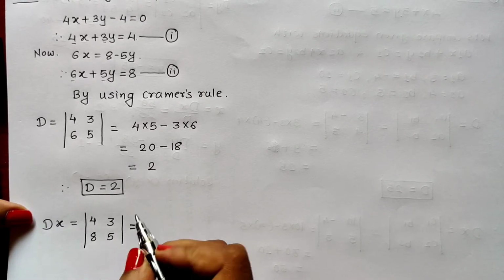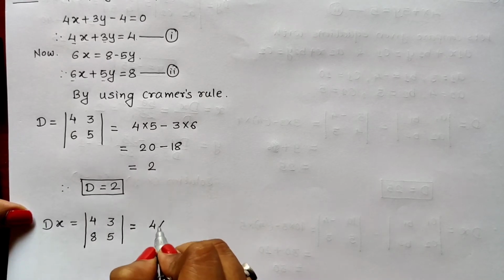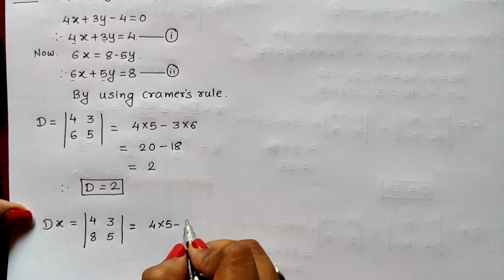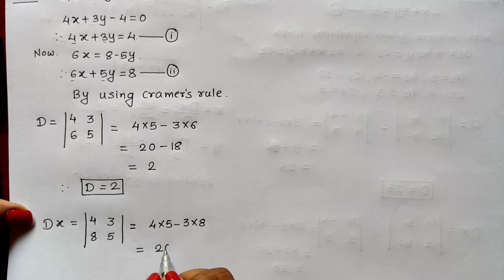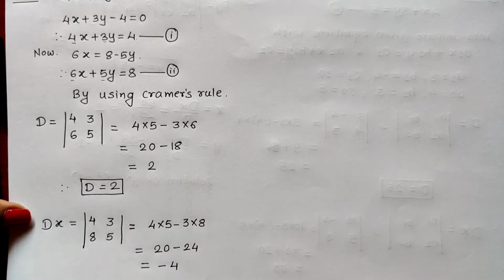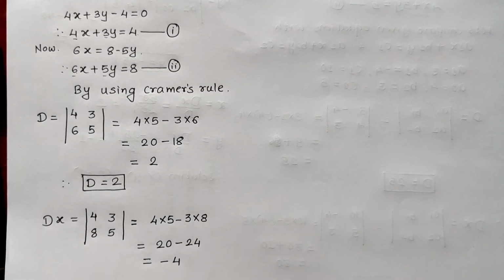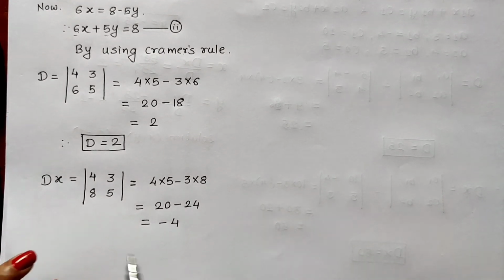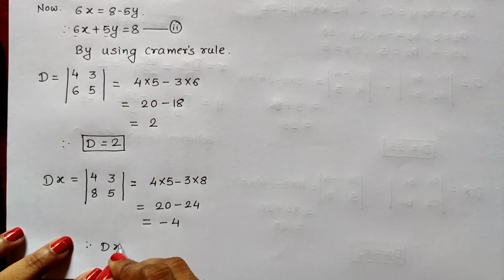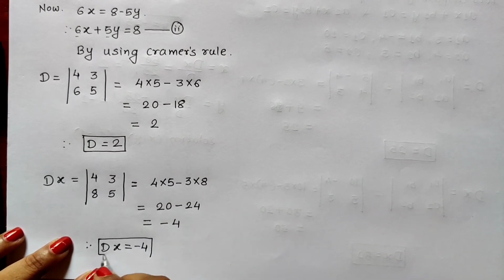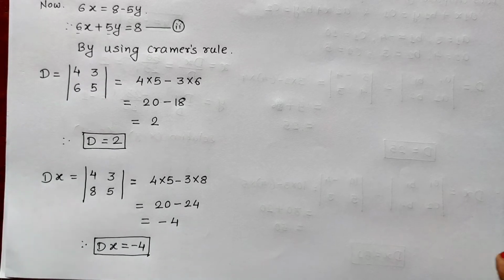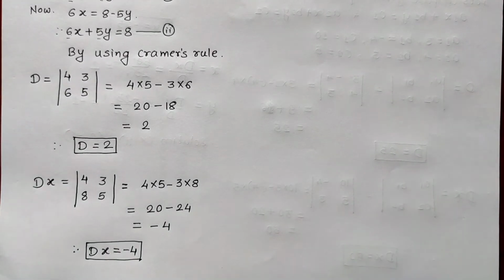is equal to 4 into 5 cross multiply minus 3 into 8. 4 5s are 20. 3 into 8 is 24. 20 minus 24 is minus 4. Correct. So dx we have got minus 4. And therefore dx is equal to minus 4. Now let us find out dy.